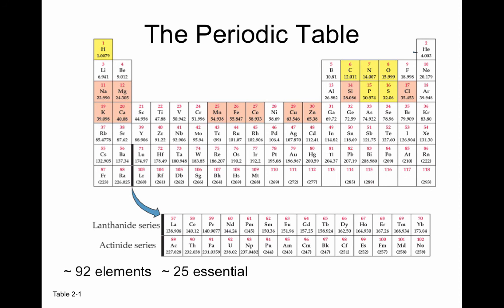And out of these 25 essential, there are 4 that constitute 96% of our body. Can you guess what those 4 are? Oh, here they are. Carbon, nitrogen, oxygen, and hydrogen.